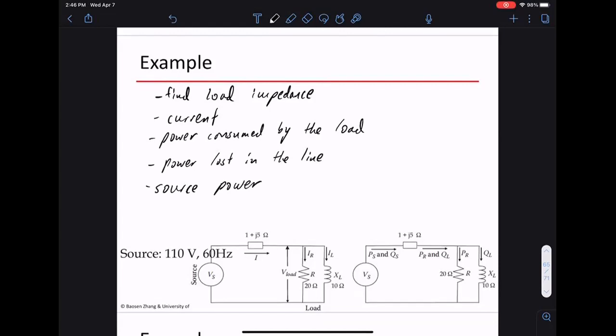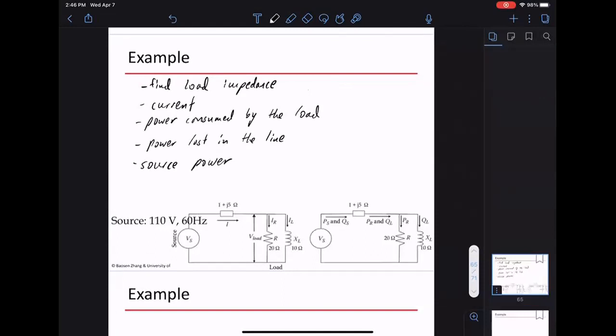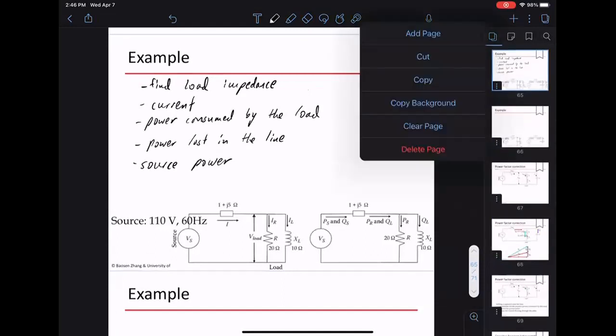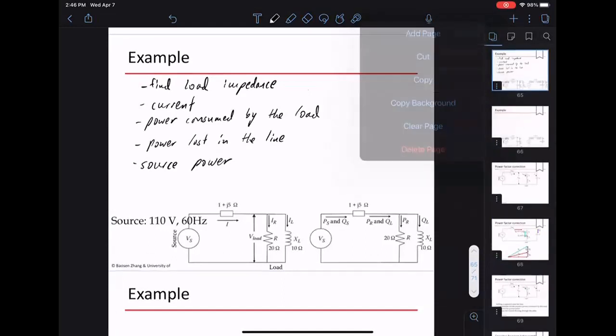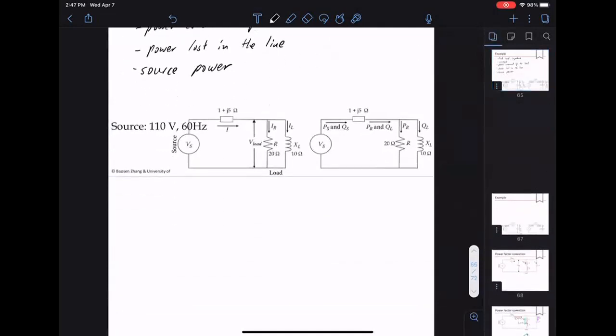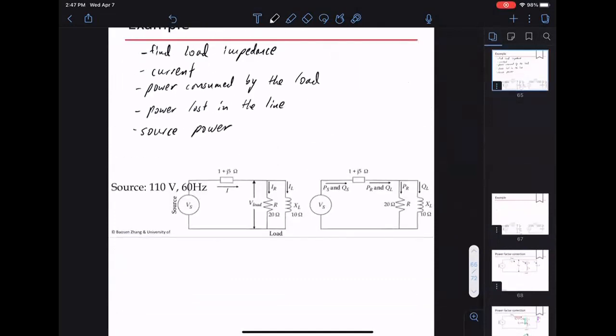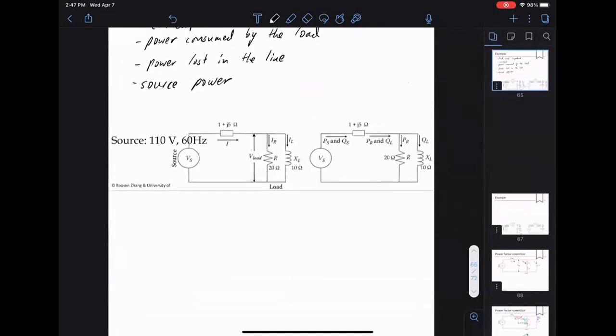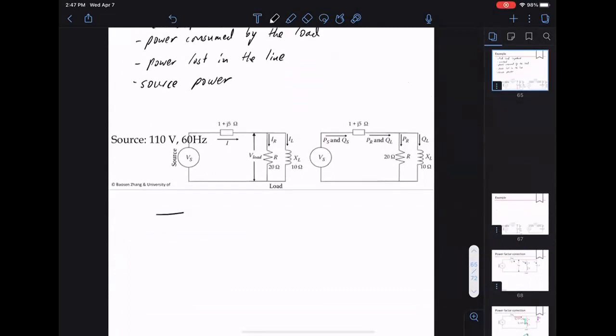So let's say we want to find all these quantities. All right, so this is a standard circuit analysis we have. This is a fairly standard question, you'll see. For this type of question, the first step is to find impedance, right? We have a parallel circuit between the inductor and a resistor, and we find this impedance Z.